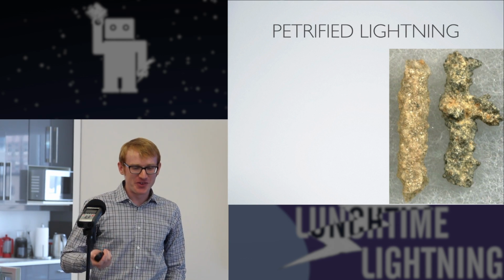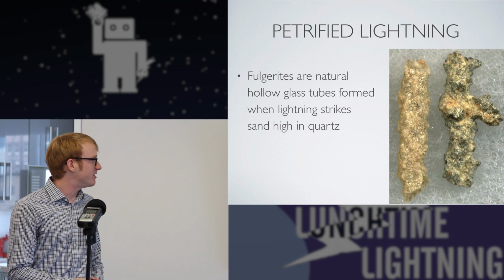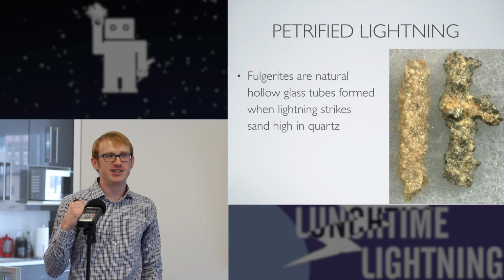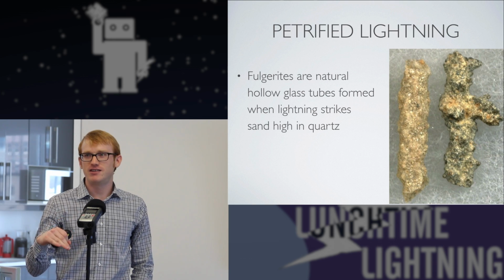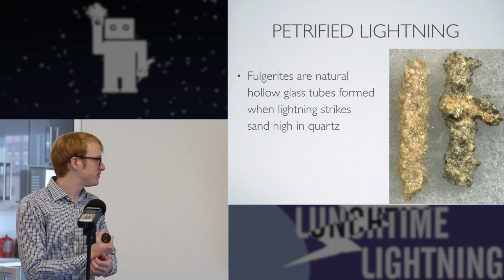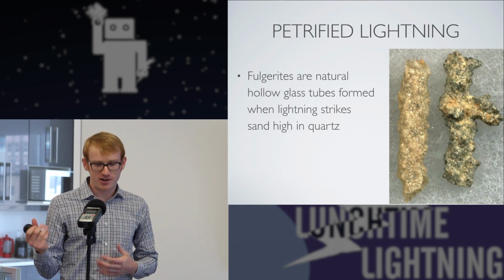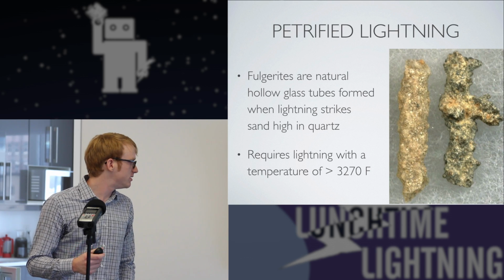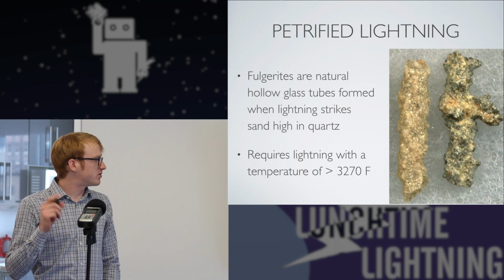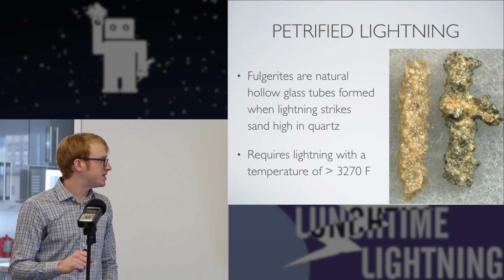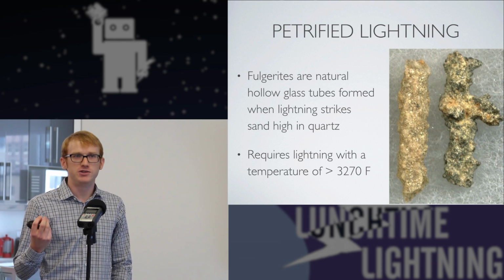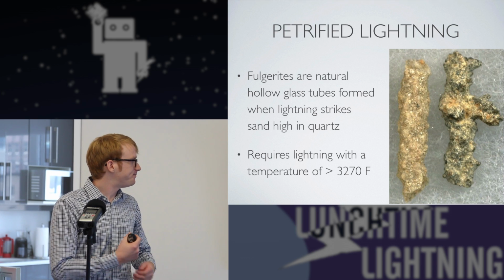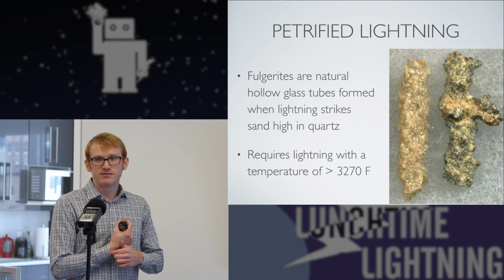So petrified lightning, also known as fulgurites, are natural hollow glass tubes that form when lightning hits sand that is high in quartz content. Lightning that is sufficiently hot, about 3,200 degrees Fahrenheit, if it strikes the right mixture of sand, can create these hollow tubes, basically instant tubes of glass. I saw one of these in a museum that was about 5 feet long.